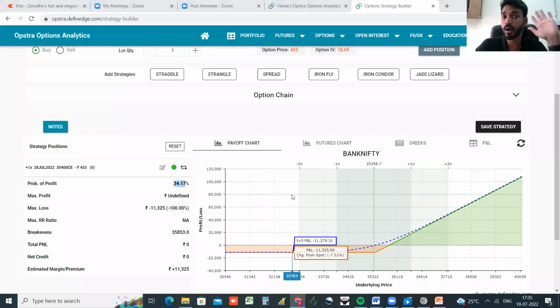11,000. Now, how many people are ready to lose 11,000 with one lot? How many people here in this room are ready to lose 10,000 with a single lot? Yes or no? Absolutely no. So you know the consequences of this trade, still you take naked calls. Reason? Nobody knows the reason. I've seen people with 50,000 capital.